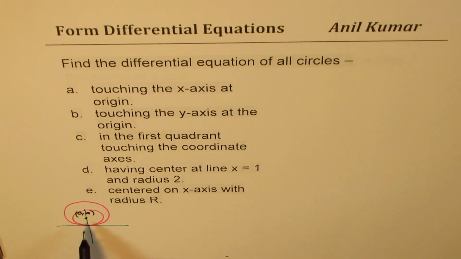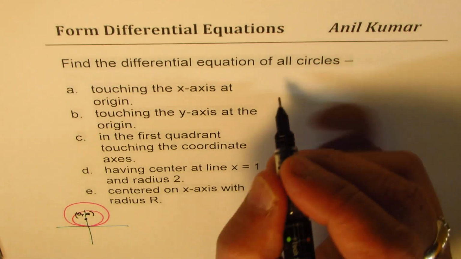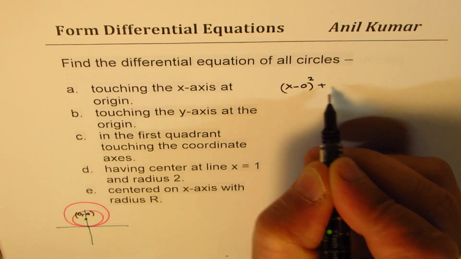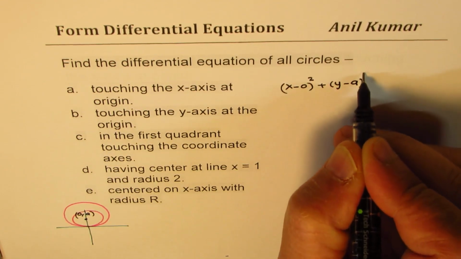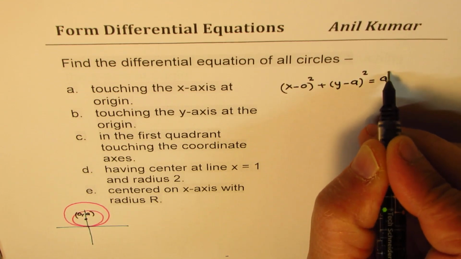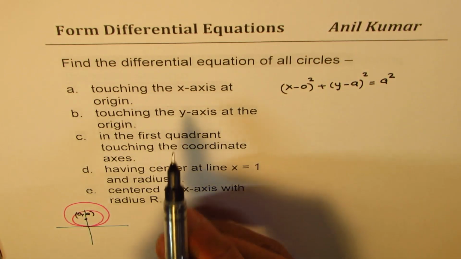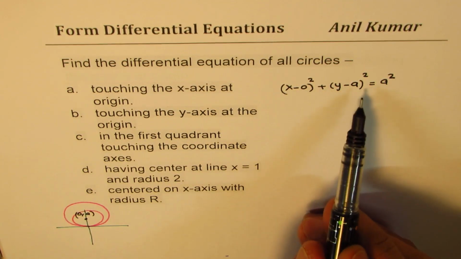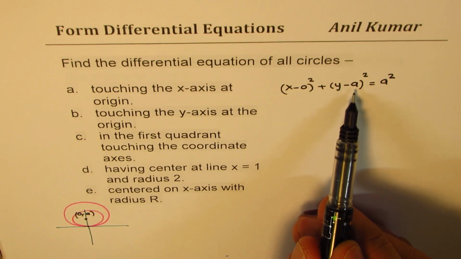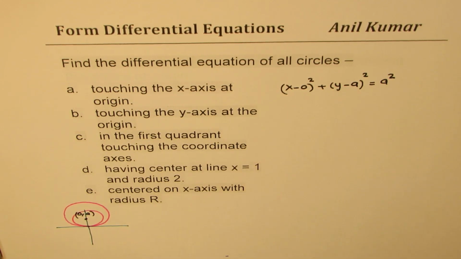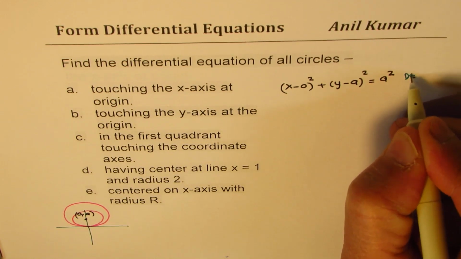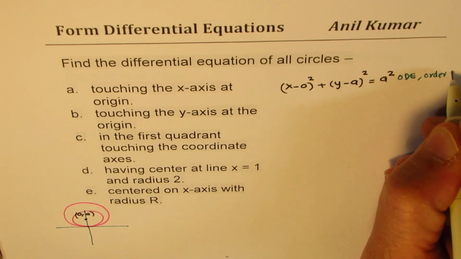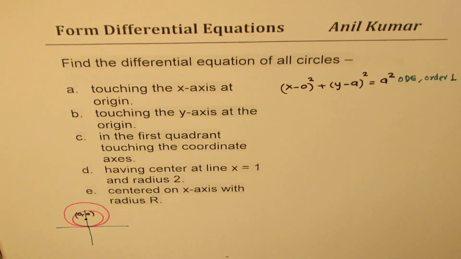If you take that as your center, you can write down the equation of the circle as x minus 0 whole square plus y minus a whole square, radius being a, is equal to a square. Do you get an idea? So the family of curve for which we are interested is kind of like this, where you can see there's one parameter. One parameter means we are looking for an ordinary differential equation of order 1. Perfect. That is what we're looking for.